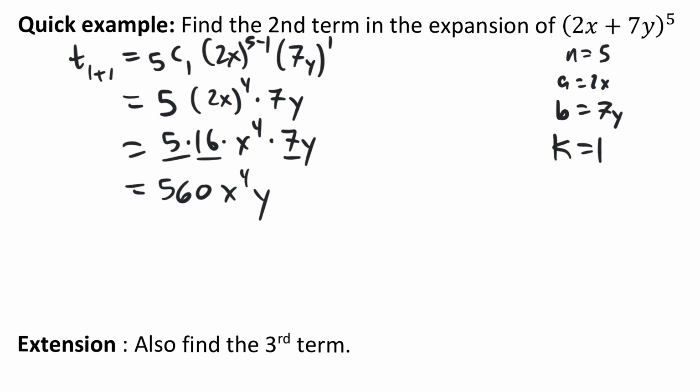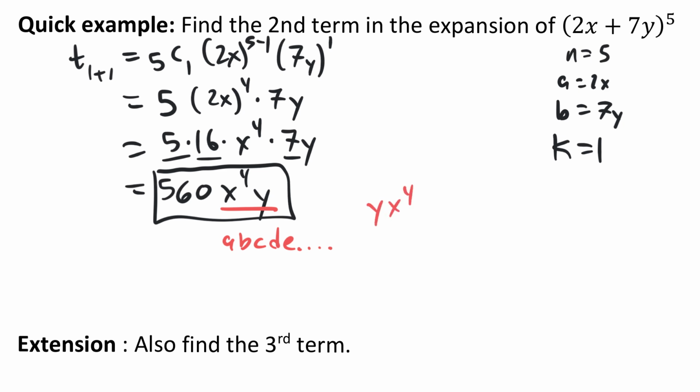Now, just in terms of a convention, usually we write these letters here in alphabetical order. So we go A, B, C, D, E, and so on. So x comes before y, so we write x to the 4 and then just the y. But if you wrote it y, x to the 4, that's still okay. This is still correct. It's just not the usual way you'll see it in the answer key. But again, because it's multiplication, x times y is the same as y times x. But just so you know, we usually write them in alphabetical order.